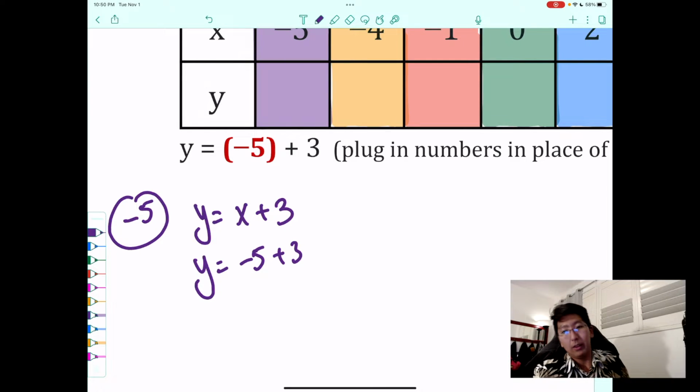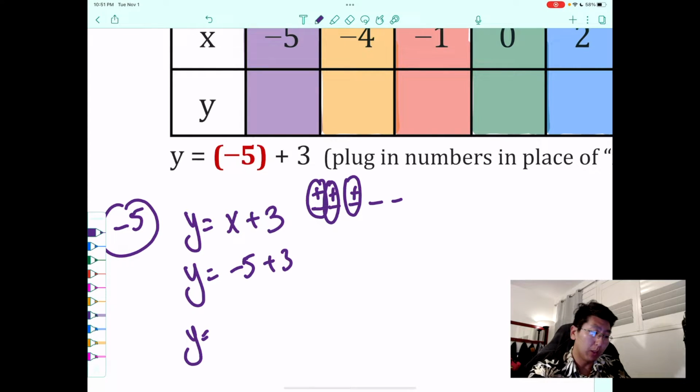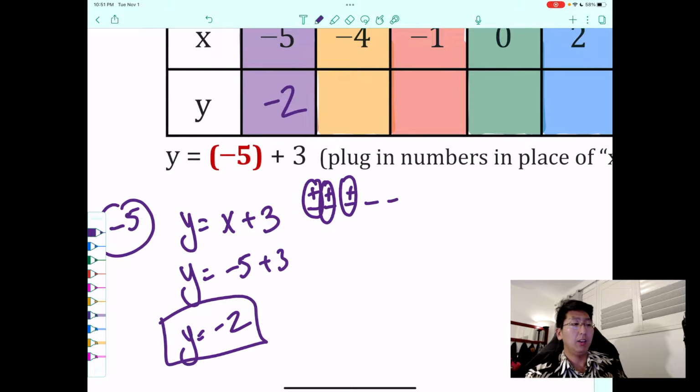Okay? And so -5 plus 3, well, we could go ahead and draw this out. 1, 2, 3, 4, 5 negatives with 1, 2, 3 positives. We have 3 zero pairs. We end up with y equals -2. And so I'm going to plug in -2 right here, and that gives us our first point on our equation.